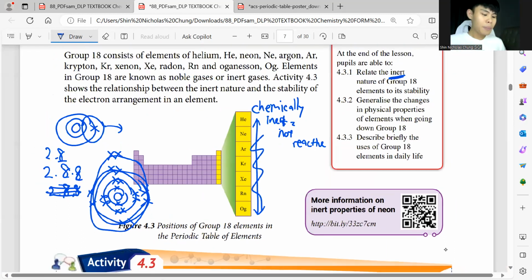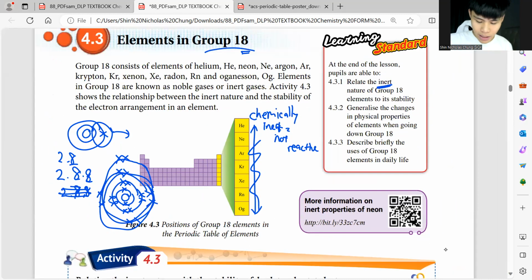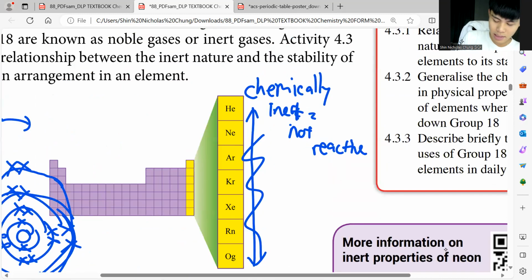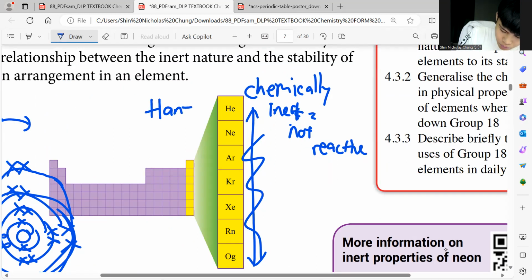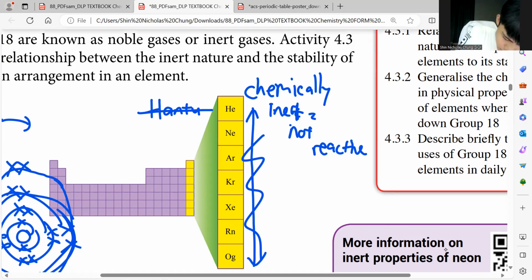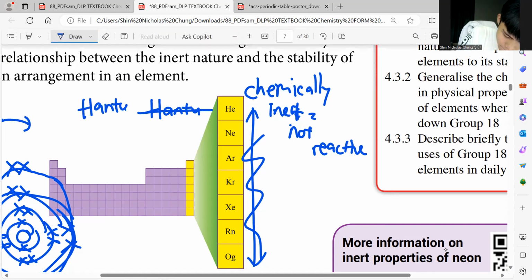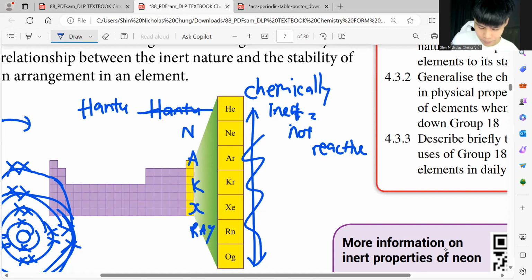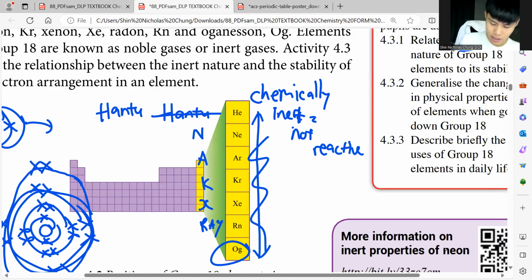That's it. And the application for group 18, how to remember? The way to remember is "hantu na X-ray". The last one you can just ignore, I think. This is how I remember.